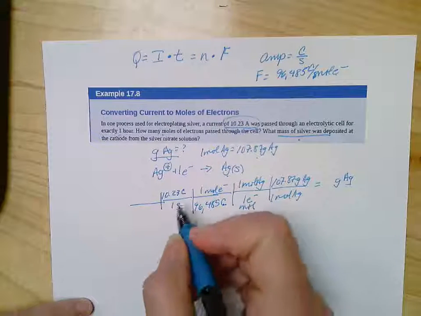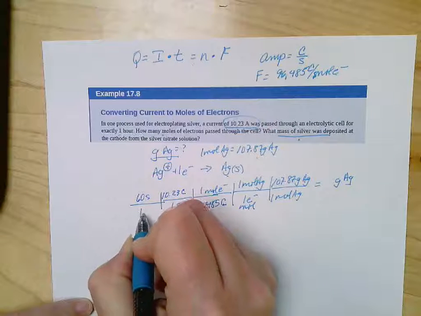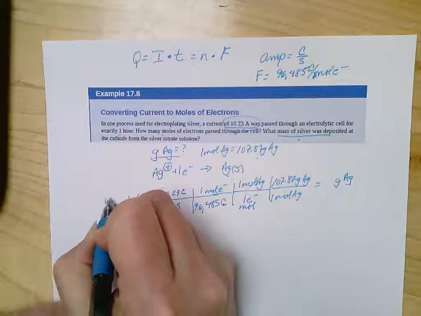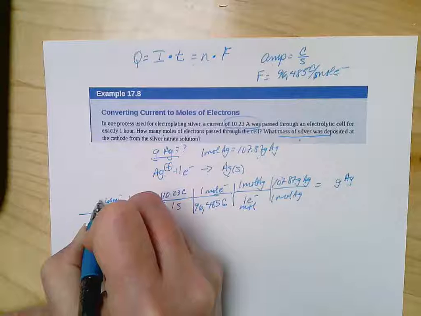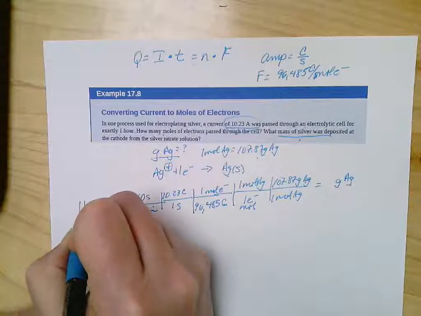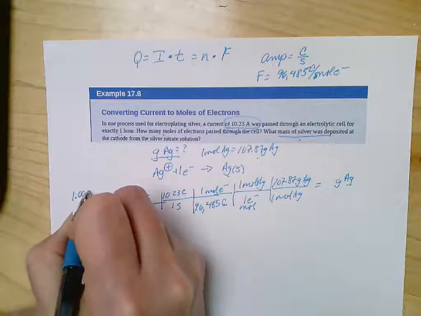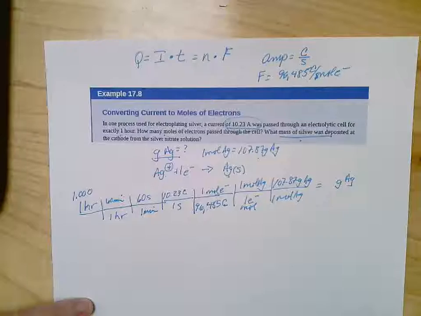And then I know a time here is exactly 1 hour. So I know that there are 60 seconds in 1 minute. There are 60 minutes in 1 hour, and I'm going exactly 1 hour. And I would probably put that as 1.000. They don't tell you how long you're going.